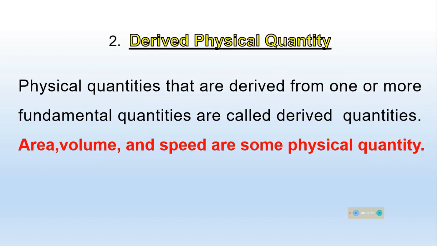Derived physical quantity. Physical quantities that are derived from one or more fundamental quantities are called derived physical quantities. Area, volume, and speed are some derived quantities. For example, to know the speed at which an athlete runs, we need to know both the length of the track and the time that the athlete took to reach the finish line. So the speed is derived from both length and time. Volume is calculated by multiplication of 3 sides and area we calculate by multiplication of 2 sides. So these all are derived quantities.